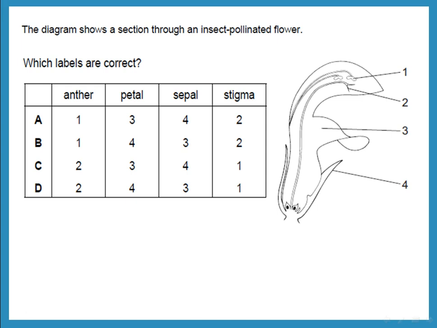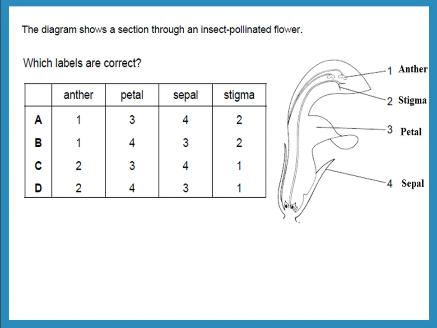Okay, what about this one? The question says the diagram shows a section through an insect pollinated flower, which labels are correct? So number one, is number one the anther or number two the anther? Which one is the anther? You should realize that number one is the anther, and number two is the stigma. Number three is the petal, and number four is the sepal. So my answer here is A. Can you see that? Remember, you're choosing A or B or C or D based on the fact that all the choices in A are correct or all the choices in B are correct. But here all the choices in A are correct.